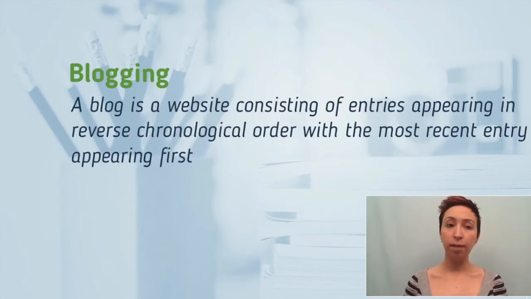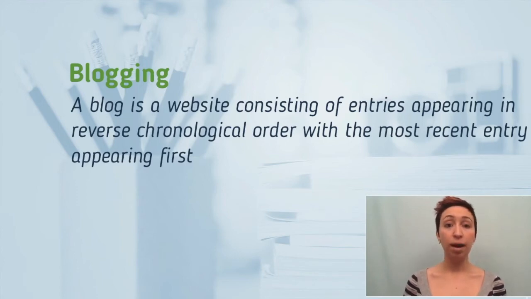The word itself comes from the union of the two words, web and log. A blog is basically a website consisting of entries, also called posts, appearing in reverse chronological order with the most recent entry appearing first. It's similar in format to a daily journal.